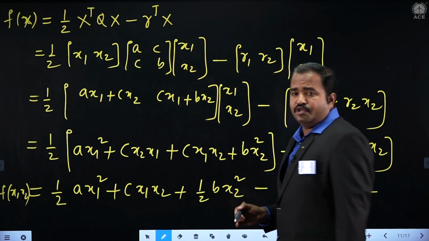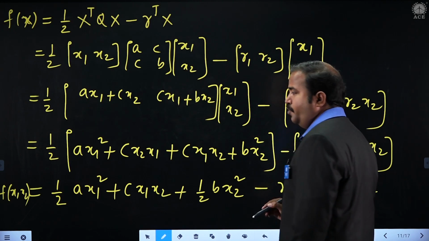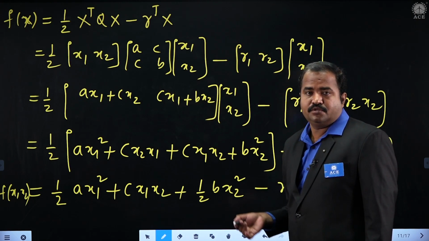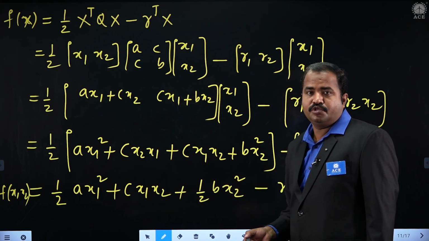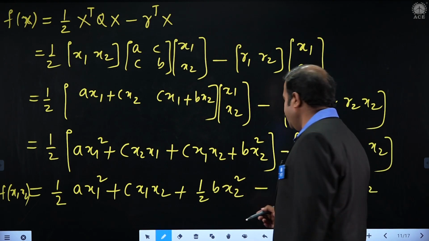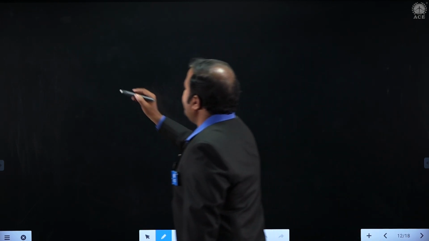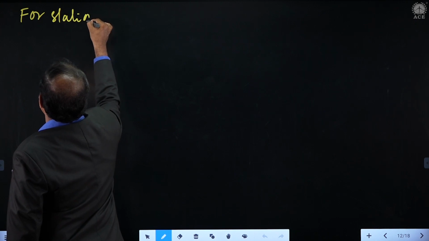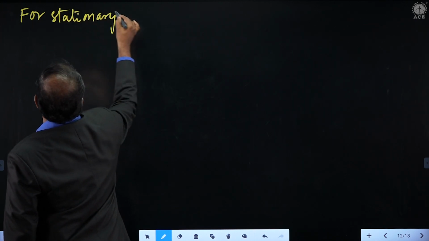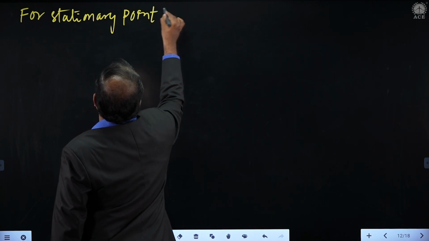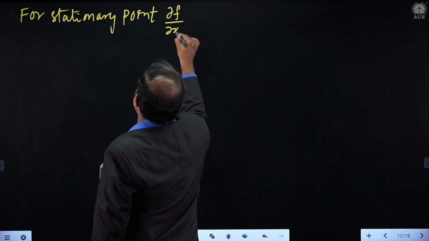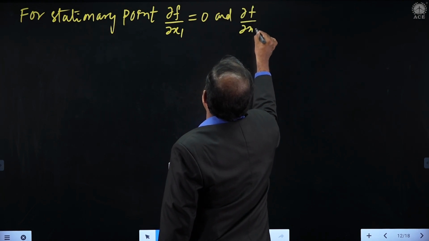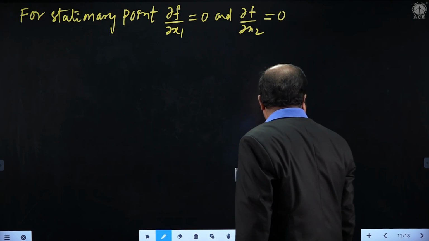So, what is the required value? Stationary point is required. So, for the stationary point, what? Partial derivative, this is a function of two variables x1, x2. So, we need dou f by dou x1 equal to 0 and dou f by dou x2 equal to 0. So, for a stationary point, dou f by dou x1 is equivalent to 0 and dou f by dou x2 equal to 0, right.